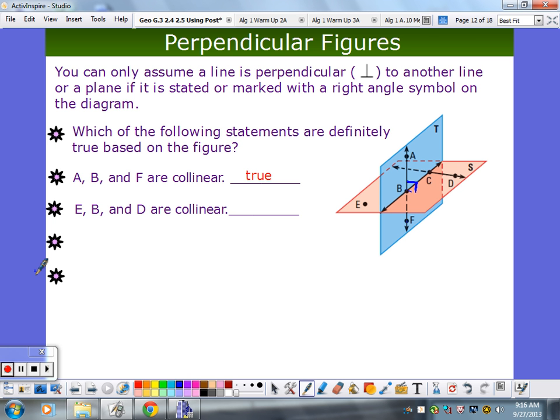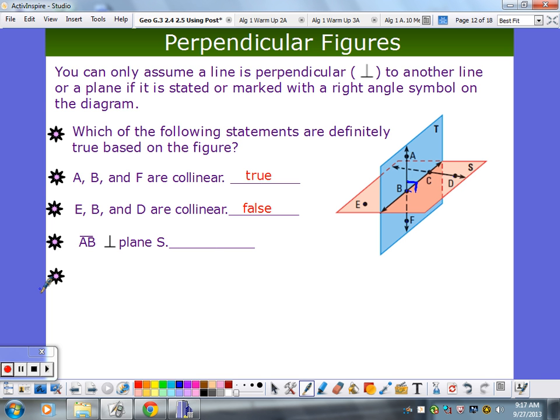How about E, B, and D? Are they collinear? Let's find everything first. E, B, D. Kind of look at it. No. How come? Yes, they might be non-collinear. Certainly 2 of the points, EB, yes, I can do that. But once you add a 3rd point, I don't see that line. I can't make that assumption.